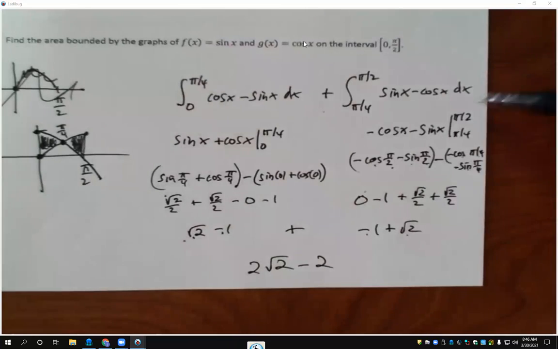All right, I don't know if the issue was with the derivative, with the setup, or with the plugging in. You'll have to figure that out, obviously.